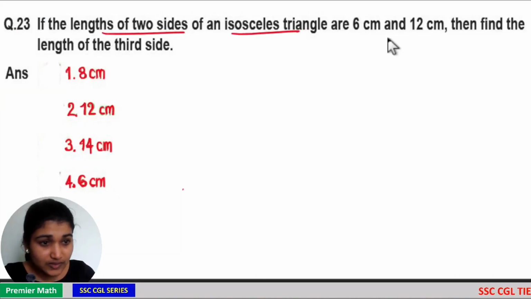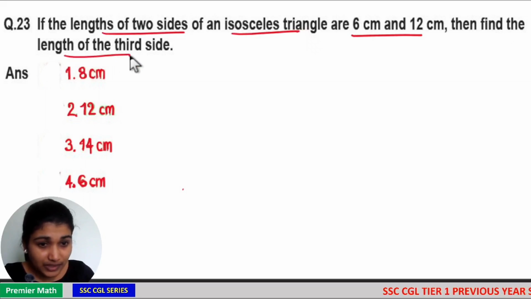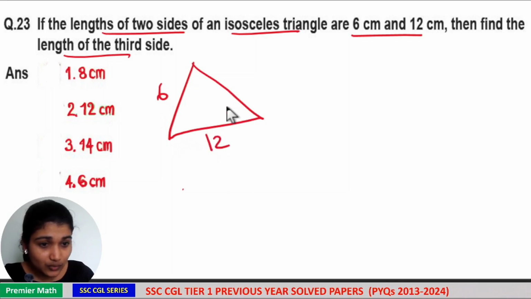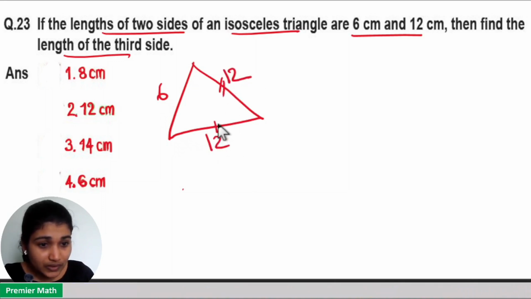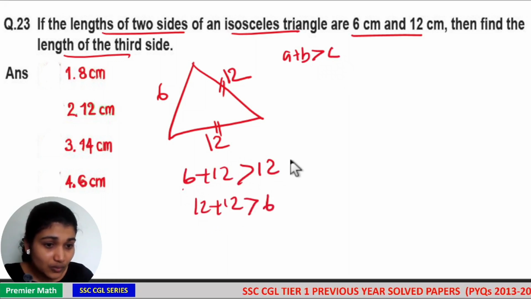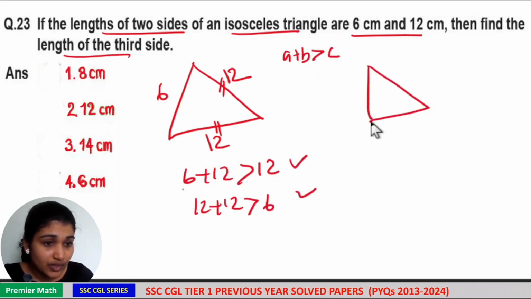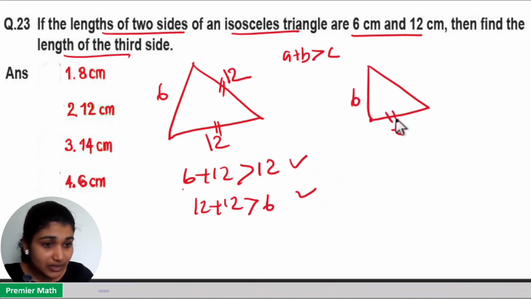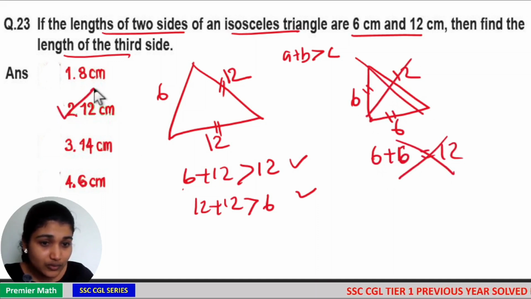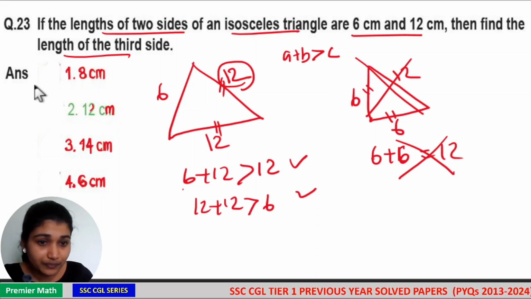If the length of two sides of an isosceles triangle are 6 cm and 12 cm, then find the length of the third side. Here, this is an isosceles triangle. One side is 6, other side is 12. Then third side must be 12, because A plus B should be greater than third side C in case of a triangle. Here 6 plus 12 is greater than 12, and 12 plus 12 is greater than 6. So both are correct. But in the case of a triangle with side 6 cm, if the third side is 12, this is not possible because 6 plus 6 is equal to 12. That is incorrect. So option 2 is your answer. Third side should be 12.